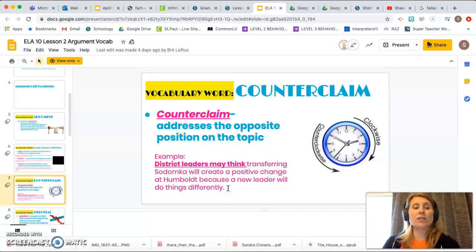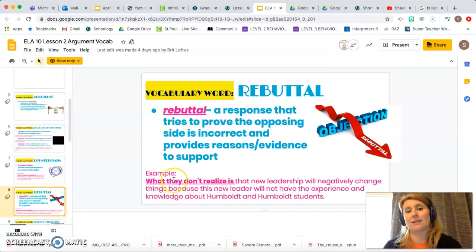An important thing to remember is that when you are making an argument, it's always important to be respectful to the other person's opinion, even if you don't agree with it. In this case, I really don't agree with that opinion. However, the other opinion exists and you have to recognize it and be able to do what comes on the next slide, which is called a rebuttal. So the next word you're going to want to write down is rebuttal.